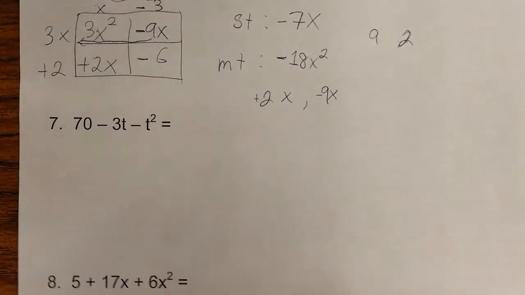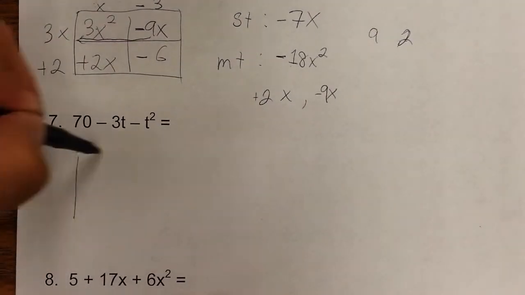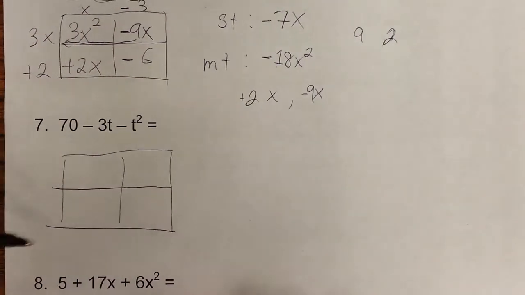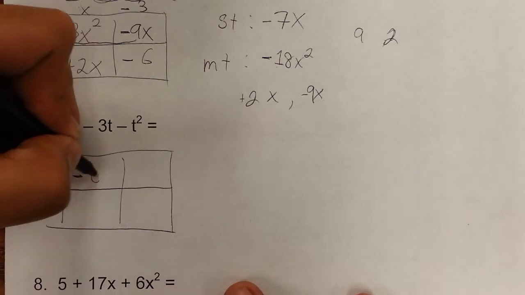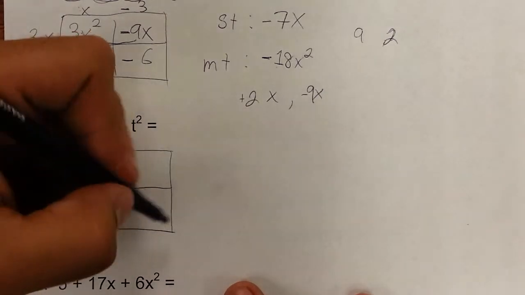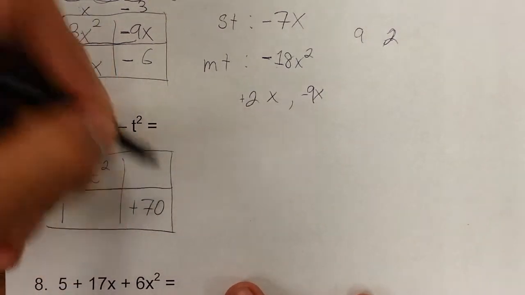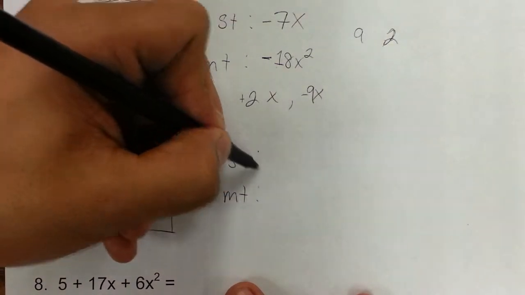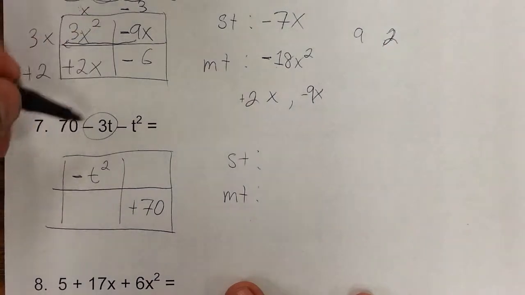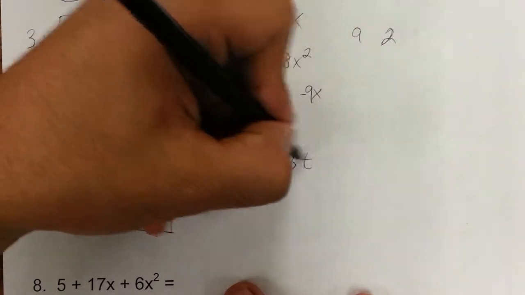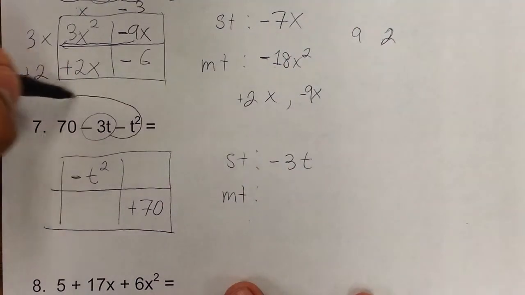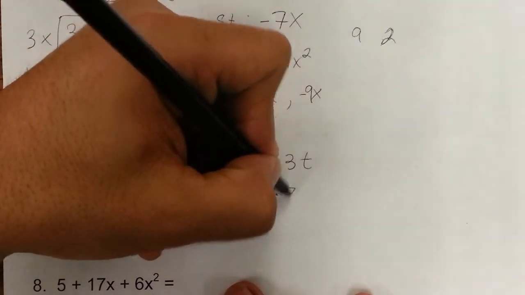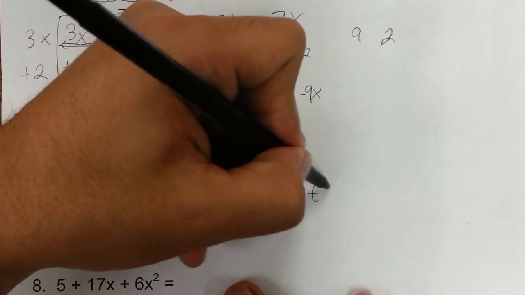For number 7, if we notice the squared term this time is negative, that doesn't mean our answer is necessarily going to change. We can still use the same method, so go ahead and draw the box. We've got the negative t squared and a positive 70. We've got sums to, multiplies to. So we need to sum up to our middle term, which is negative 3t, and needs to multiply together to negative t squared times 70, which would be negative 70t squared.